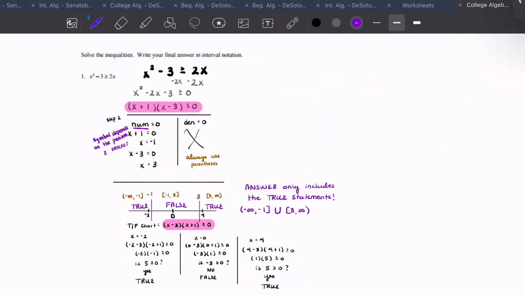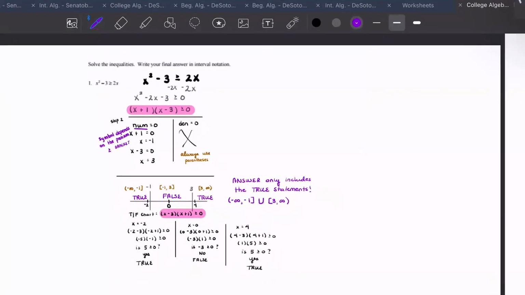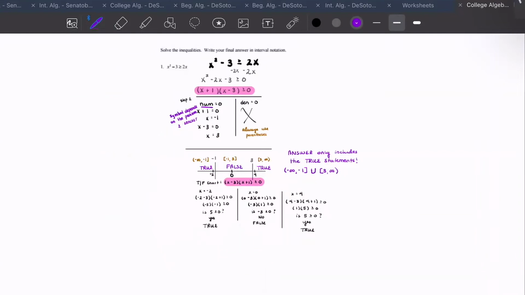I solved the inequality, and I'm saying that any numbers from -infinity to -1 and from 3 to positive infinity will give you an answer that is true to your inequality. Okay, those are all of the numbers that you could plug in and get a true statement. Okay, that's what we're finding. So we did standard form, numerator and denominator equal to 0, number line, named our intervals, true and false chart, filled out the chart, found our true statements. Okay, so I know that's a lot of steps.